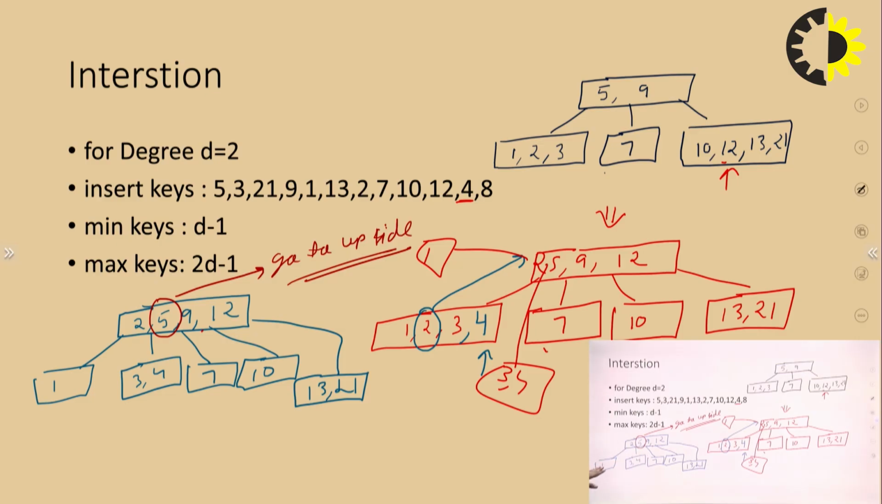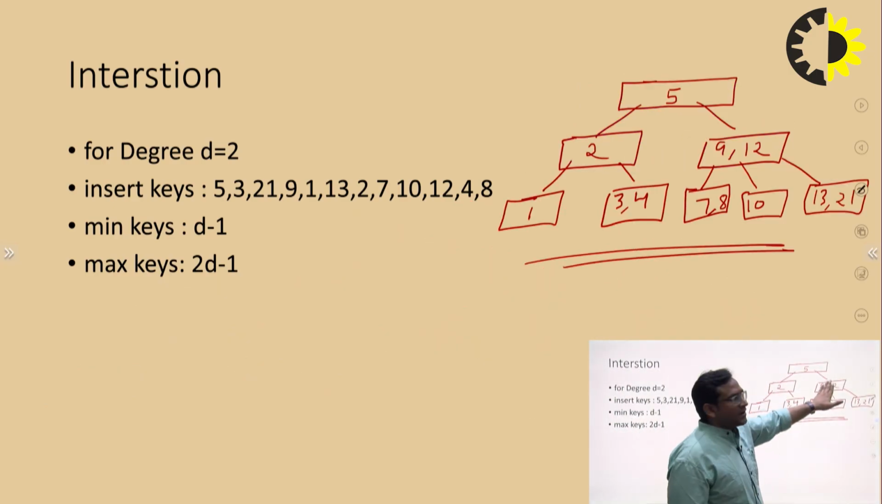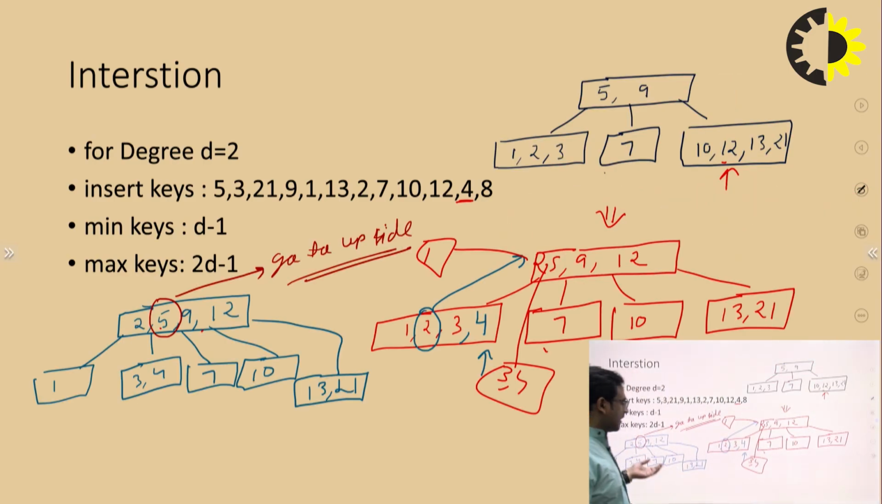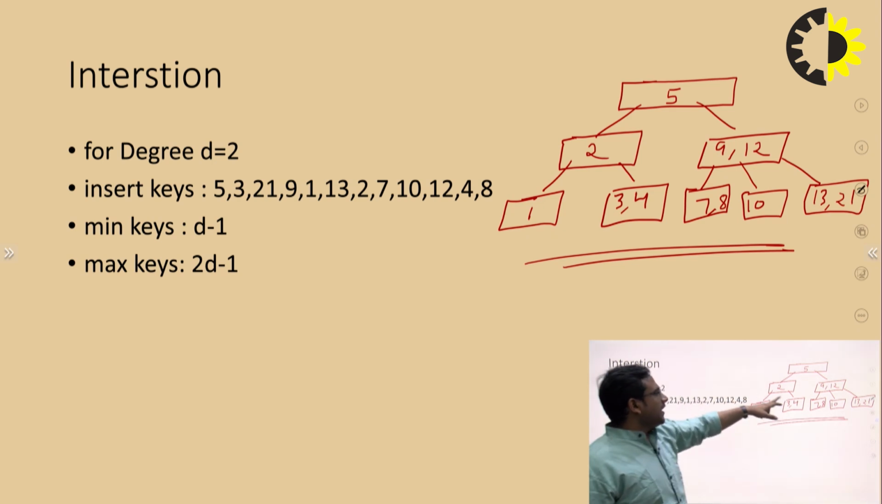What we have to do here is move the second element, 5, to the upper side. When 5 goes to the upper side, 2 is here, and 9, 12 are here, because there are 4 elements: 2, 5, 9, 12. So 2 must be on the left side, and 9 and 12 on the right side. Again all the elements are adjusted here. And the last element is 8. You can put 8 here.